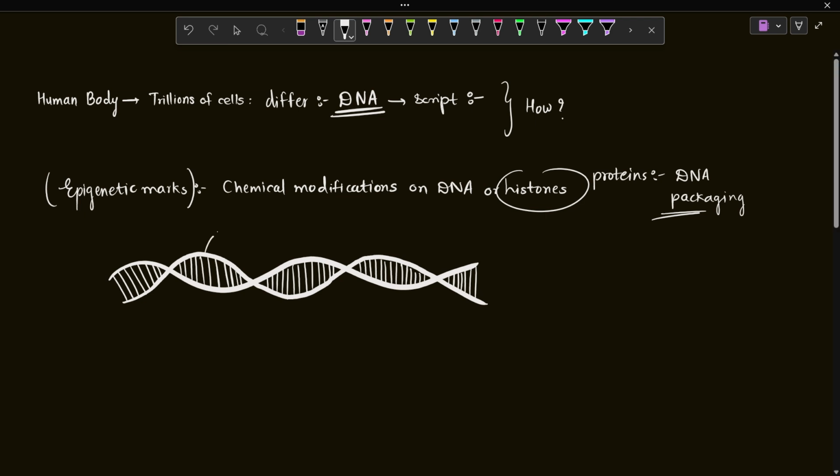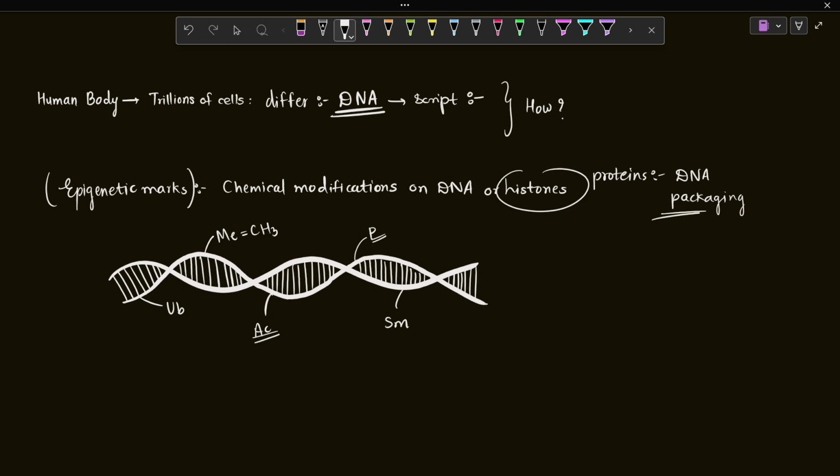Epigenetic marks can be of different types. I'll be discussing the different types of epigenetic marks in upcoming videos. So it can be methylation, acetylation, phosphorylation, sumoylation, ubiquitination. Methylation, as the term suggests, means addition of a methyl group. Acetylation means addition of an acetyl group. Phosphorylation, addition of a phosphoryl group. So these are the types. These modifications are called epigenetic marks, which help the cell read the DNA in a different manner. It differs from cell to cell.